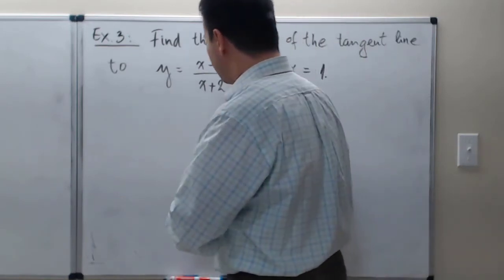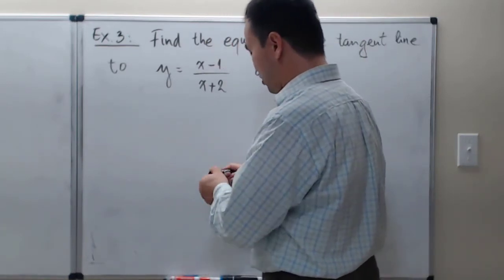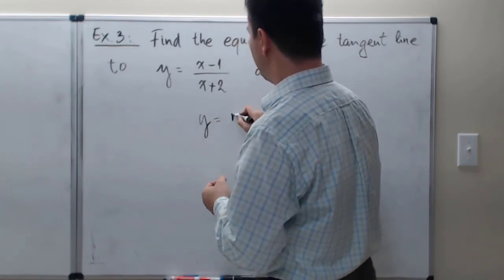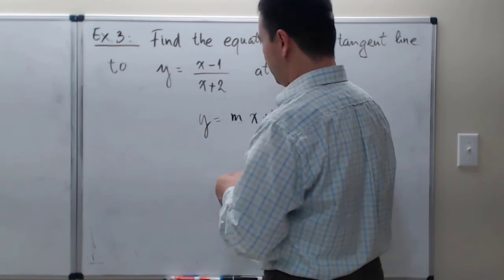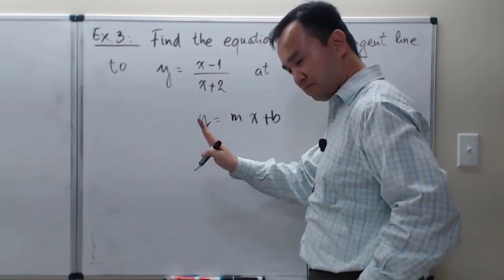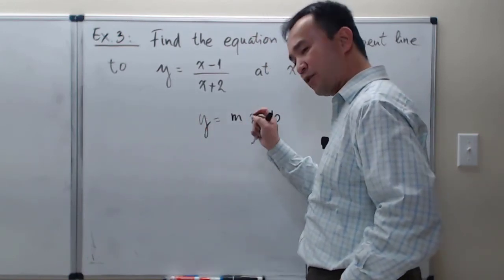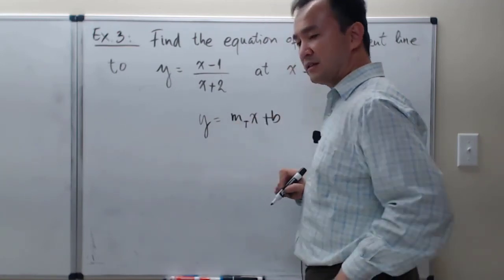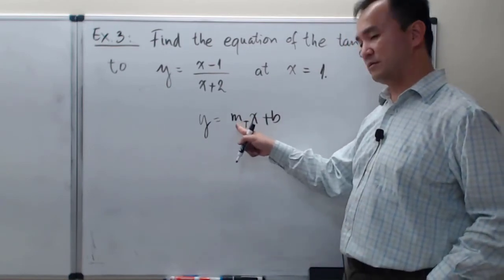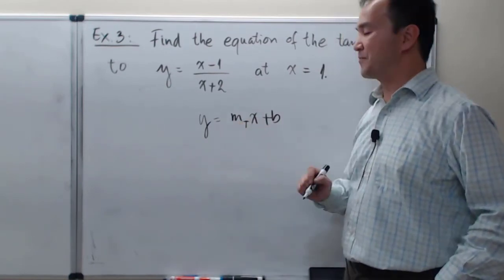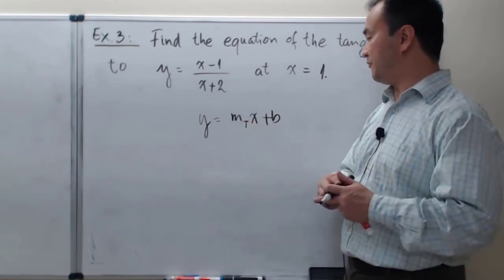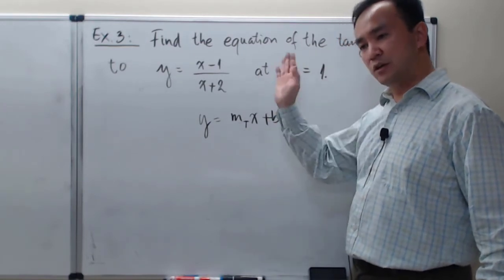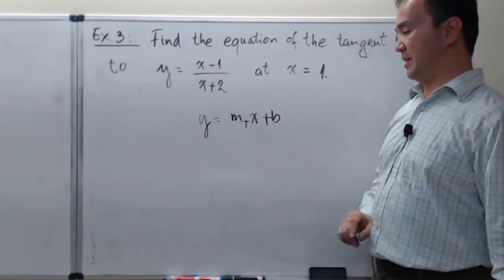Remember again that any line equation must be in the form y equals mx plus b. But our line here is a special line. It's called a tangent line. So I am going to use a subscript, capital T, to indicate that this slope is the slope of the tangent line. As long as we can find the slope of our tangent line and the y-intercept value, we're done completing that equation.